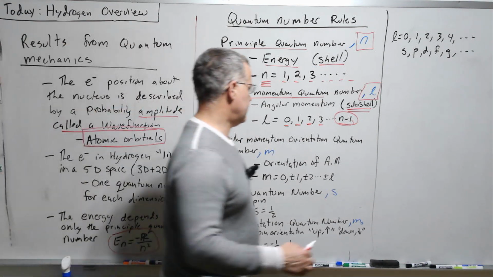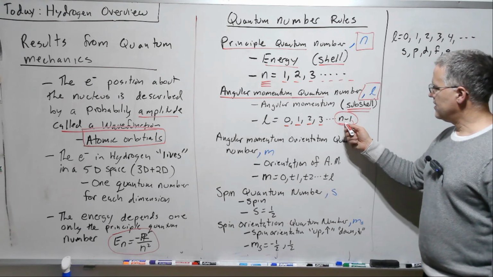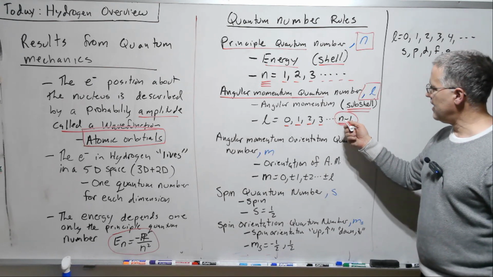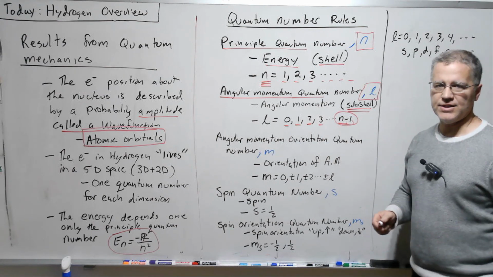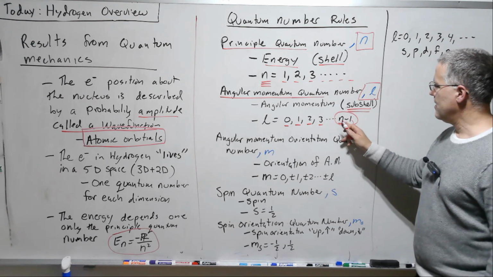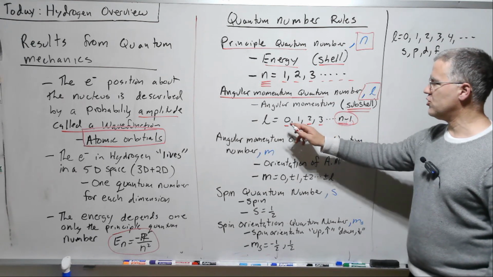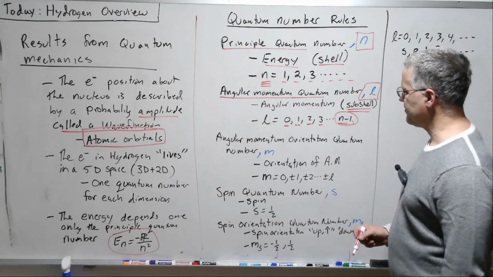And one thing I want to carefully stress, and I'll keep doing that, is this is a limit. It doesn't mean that L is n minus 1. It can mean any number up to n minus 1. So if n is 3, for example, then n minus 1 is 2. So L could be 0, 1, or 2, but not 3, for example.